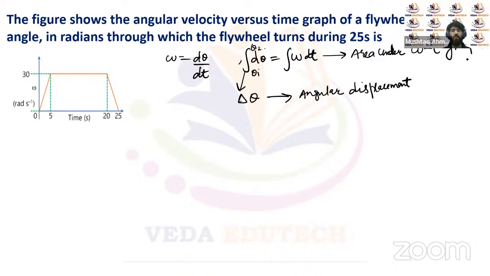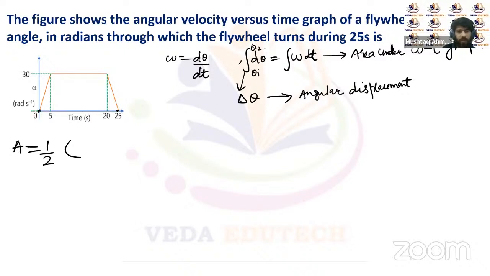Similarly, here we have been given the graph between angular velocity and time. So if we calculate the area under this angular velocity time graph, we come to know the total angle in radians through which the flywheel turns during 25 seconds. So this area we have to calculate. You can see it's a trapezium, and the area of a trapezium is half the sum of parallel sides. So this side and this side are the parallel sides.